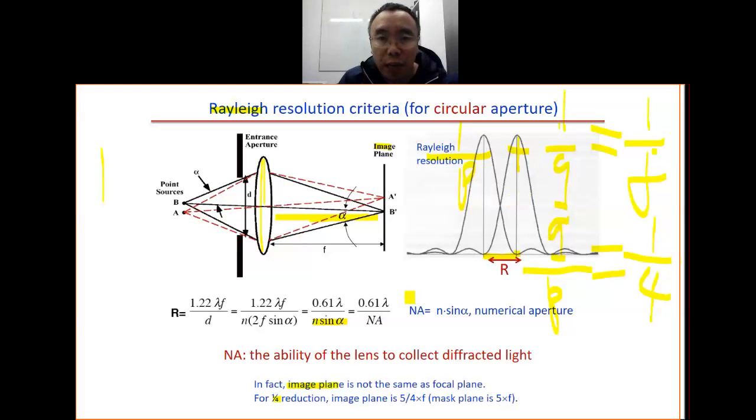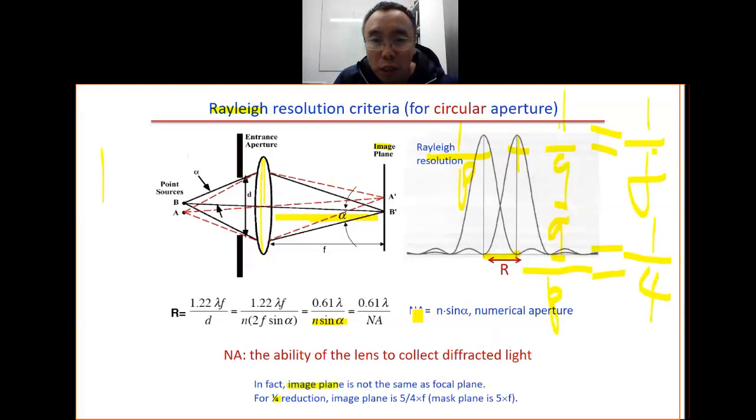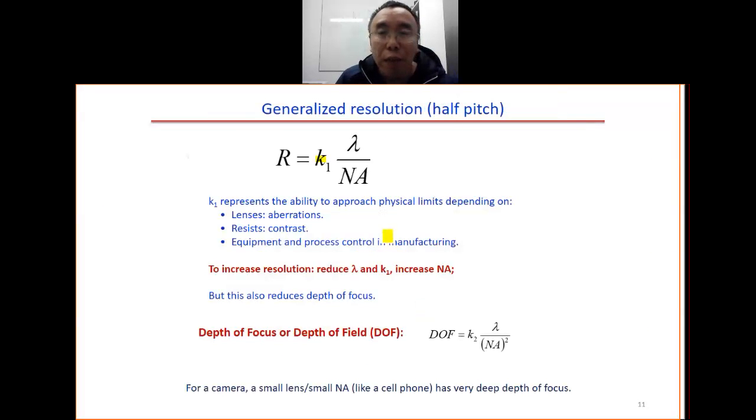So generally, here we have 0.61 lambda over NA, and in general we have K1 lambda over NA. The 0.61 is replaced by a factor called the K1 factor. This factor considers other aspects, because for the Rayleigh criteria only the property of the lens is counted. But for lithography, there are many properties. For example, the lens may have some aberrations. For the resist, how high is the contrast? Obviously, the higher the contrast, the lower the K1 value. The lower K1 value means higher resolution.